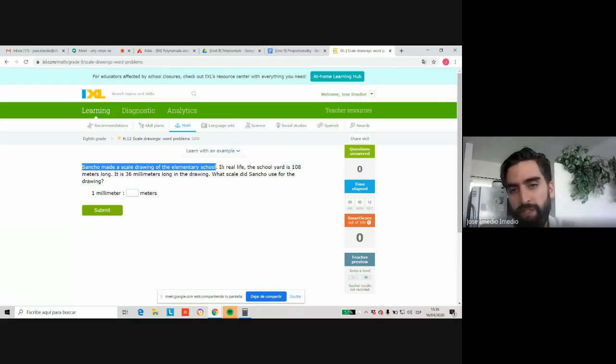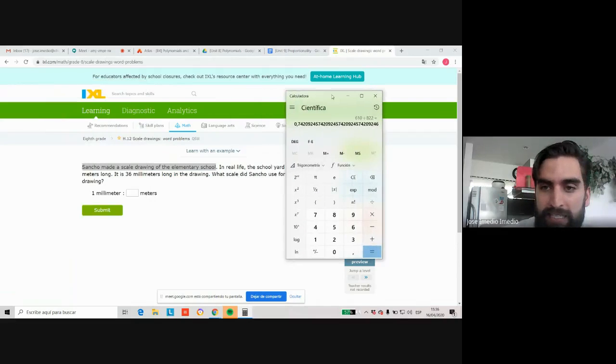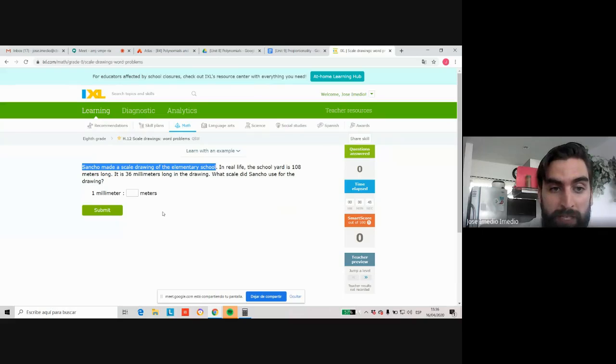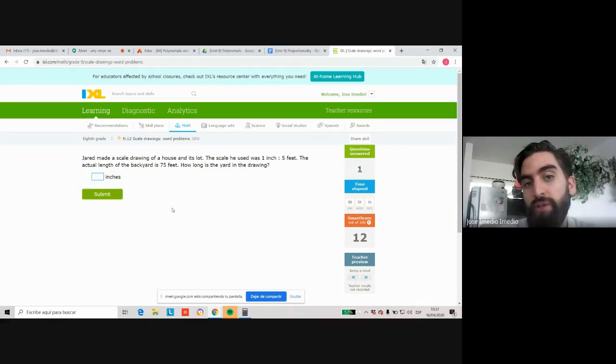It means there's a correspondence between the distances or the sizes of things in a map or in a drawing or something, and in real life. So if the schoolyard is 108 meters long and it is 36 millimeters long in the drawing, I guess 108 divided by 36 is 3, right? So this means that 1 millimeter here corresponds to 3 meters. Okay, it's proportional. We are just finding the most simplified form of that proportion, but it's the same. We have an unknown here, something we don't know, and we have to find it knowing that it's proportional to this. So 1 millimeter corresponds to 3 meters.